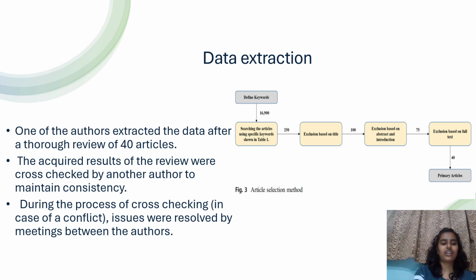Next is data extraction. One of the authors extracted the data after a thorough review of 40 articles. The acquired results of the review were cross-checked by another author to maintain consistency. During the process of cross-checking, issues were resolved by meetings between the authors.